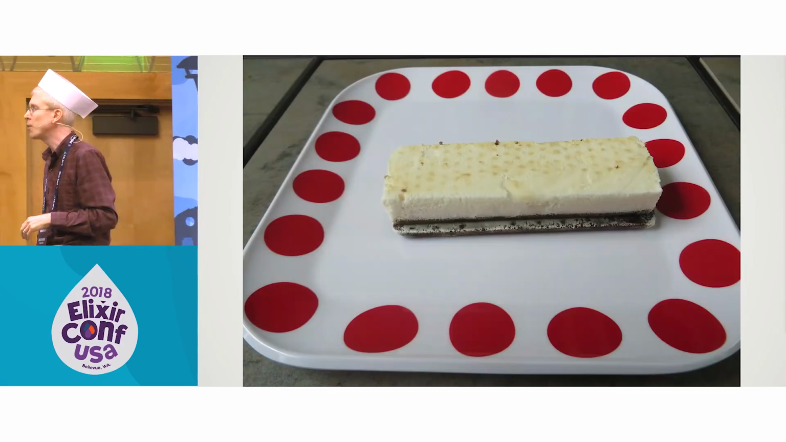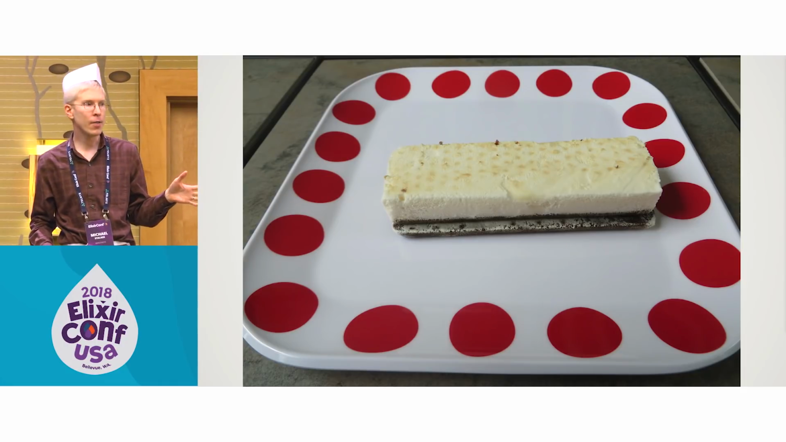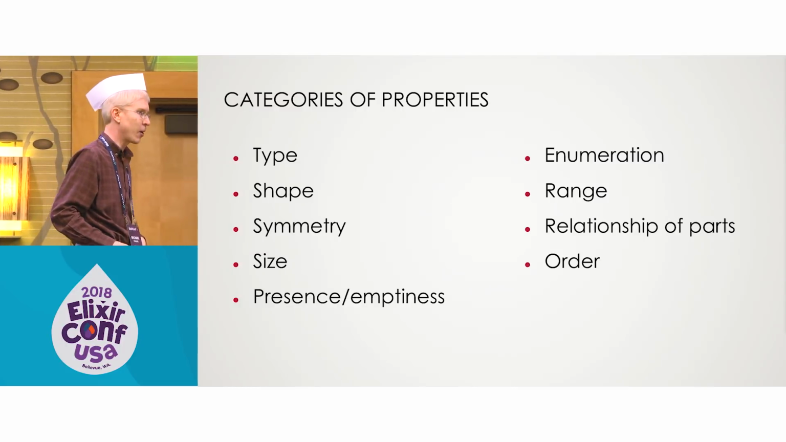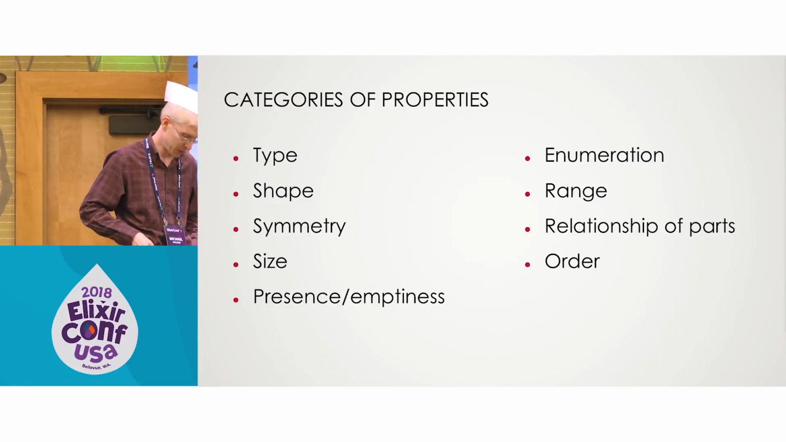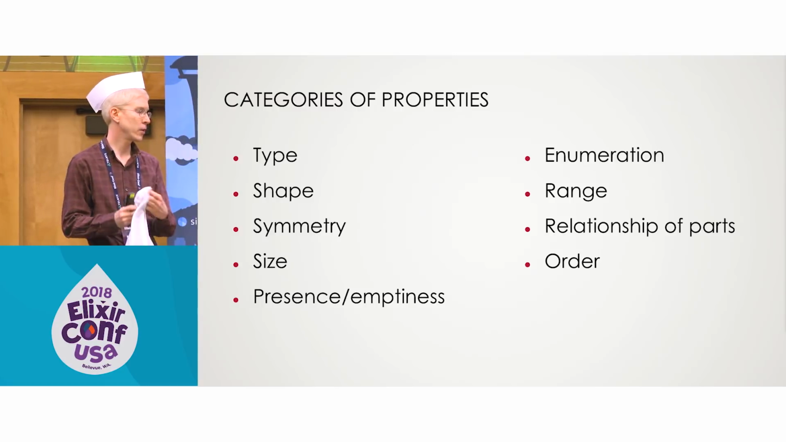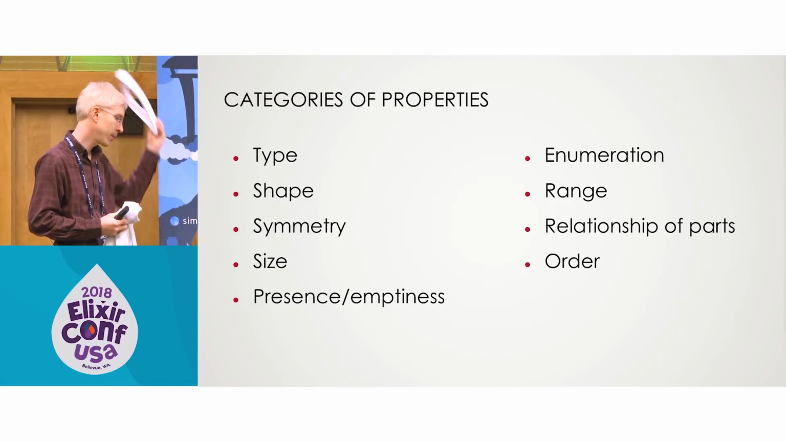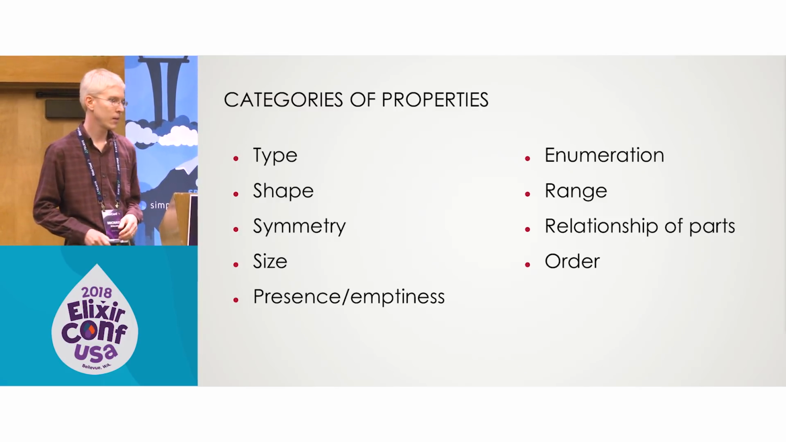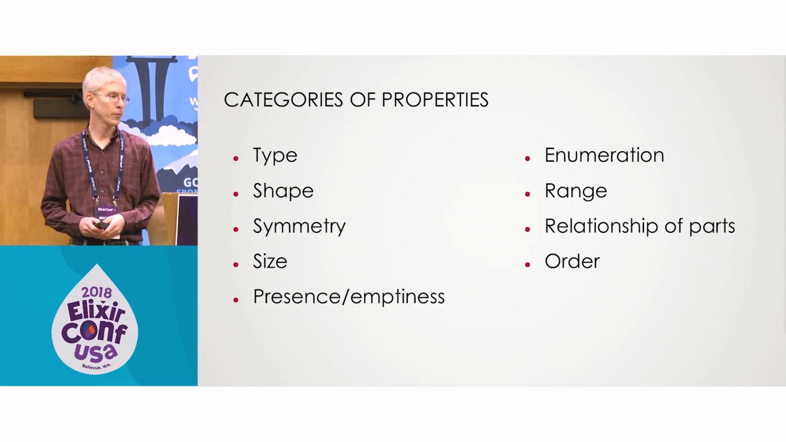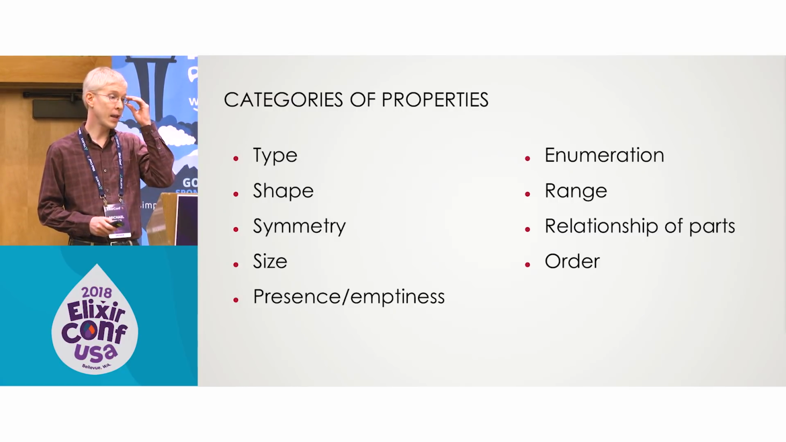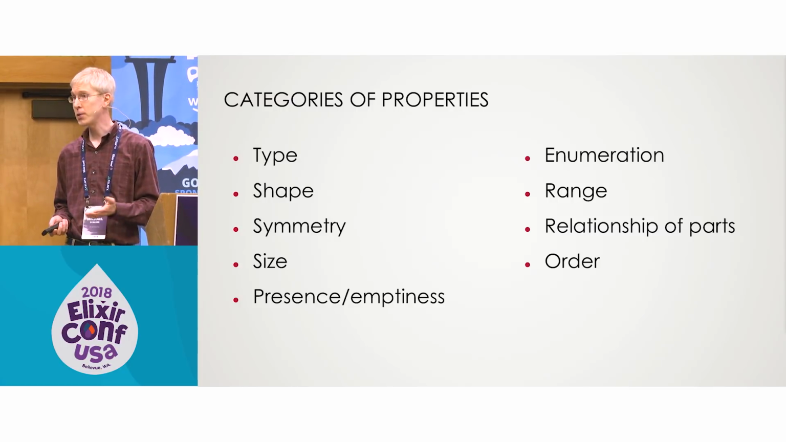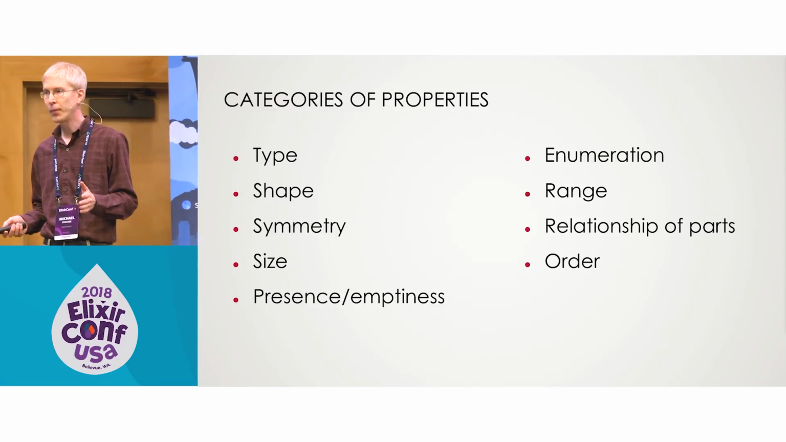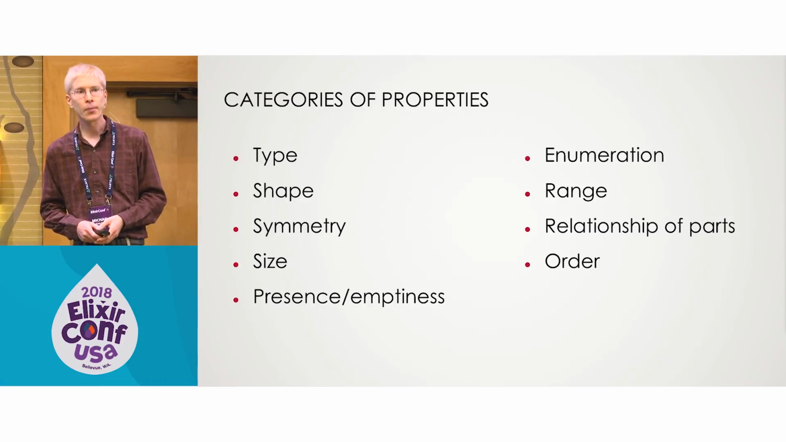And then finally, we have an order problem here. All the parts are there. They're just in the wrong order. So when we list out the categories of the properties for our ice cream sandwich, here they are: type, shape, symmetry, size, presence and emptiness, enumeration, range, relationship of parts, and finally order. There may be more categories you could think of, but this is a good place to start.